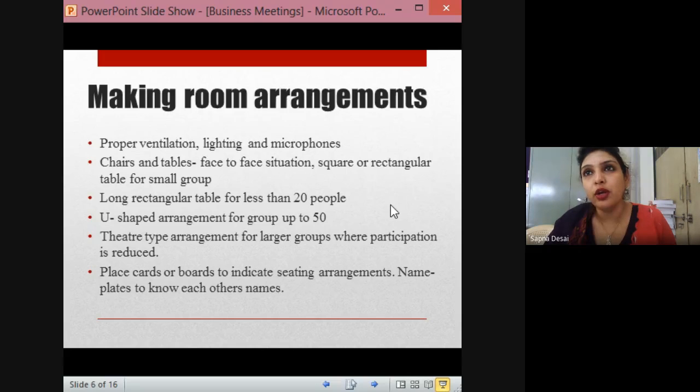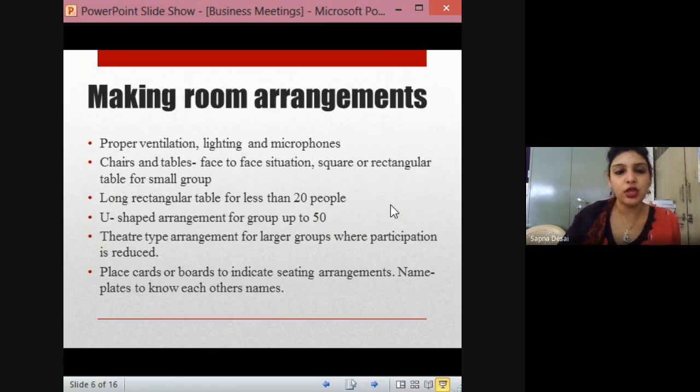Suppose it is a multinational company, and it has different branches in different countries. Then you arrange a business meeting where you call the branch heads, who are residing in different countries. They have never met. So it is easier if the nameplates are prepared and kept, so that the people will also know who the other person is. So this kind of very formal arrangement can also be made.